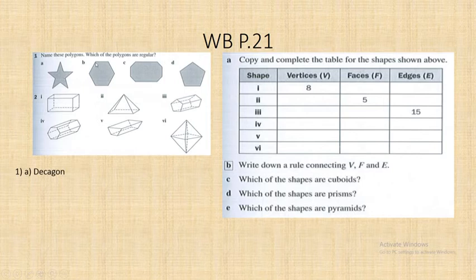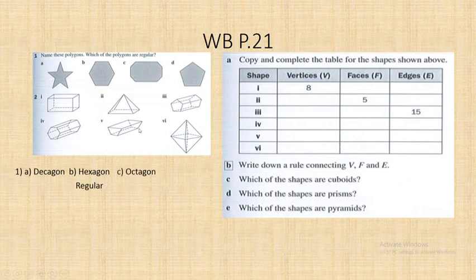Okay, for B here, I will count the sides first. So 1, 2, 3, 4, 5, 6. So this shape is a hexagon, and I can say that this shape is a regular hexagon because all the sides are equal, all the angles are equal. So it's regular.